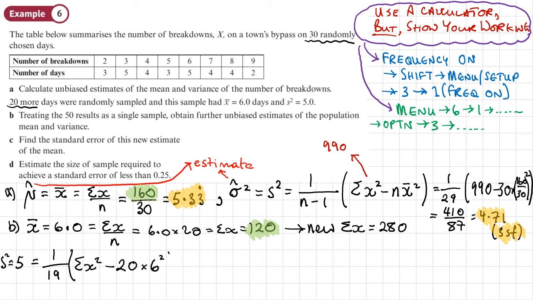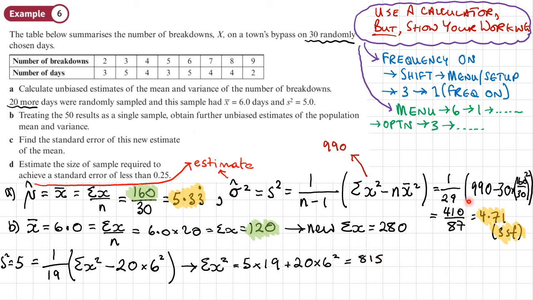So all we need to do now is to rearrange this to find the sum of x squared. So we would times both sides by 19, and then we would add 20 times 6 squared, and that gives us a value of 815. So this is the sum of x squared for the 20 days.